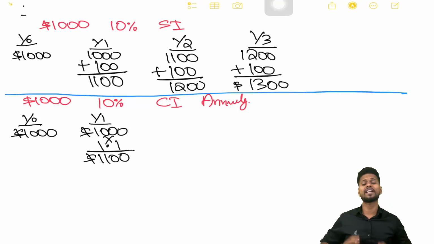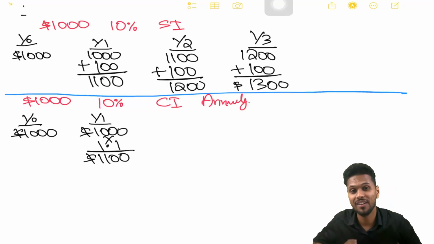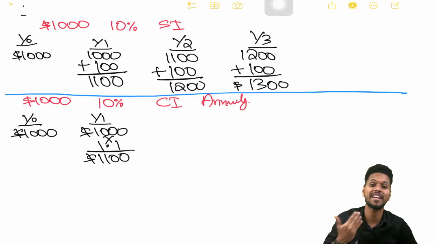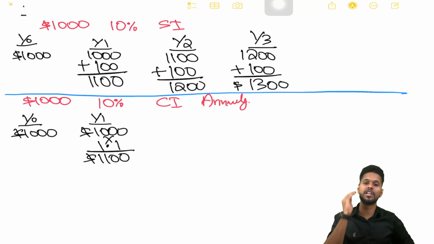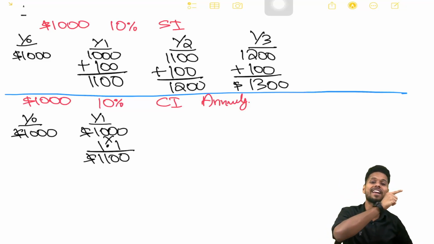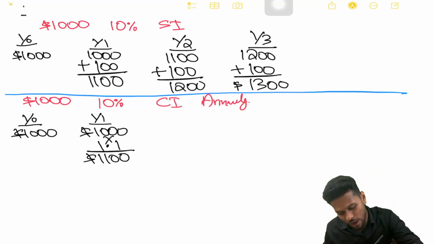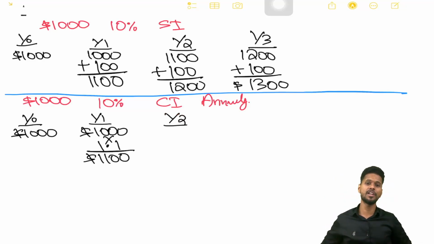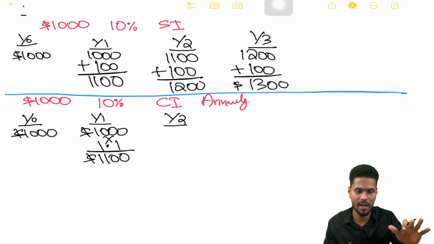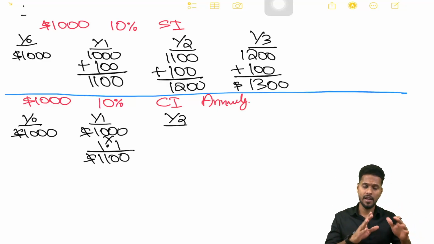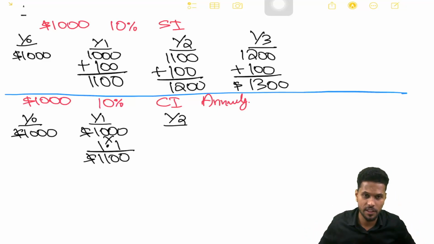So the next calculation will be in year 2. The compounding is done annually. Annually means year 1, year 2, year 3, year 4, like that. So year 1 is over, and the next calculation will be done in year 2. This 1100 will be carried forward, so that 100 percentage plus you are receiving an extra 10 percentage interest again.